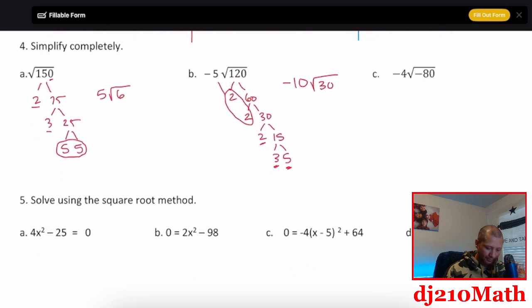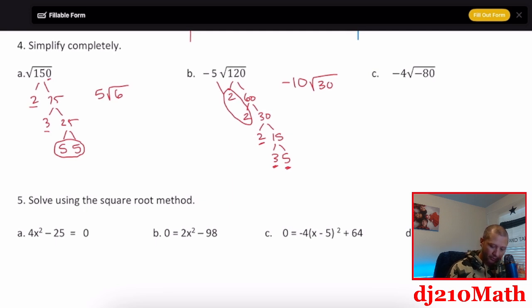All right, C. Here, this one's a little different. The only difference is that there's a negative underneath. So I know that that's going to come out as an i. And then we just continue on as normal.